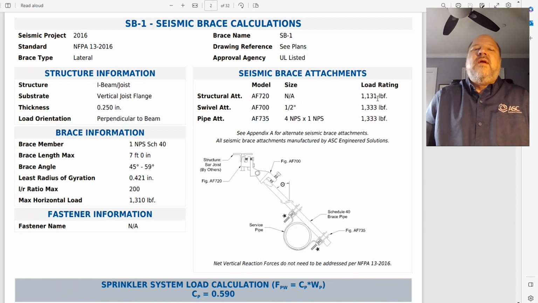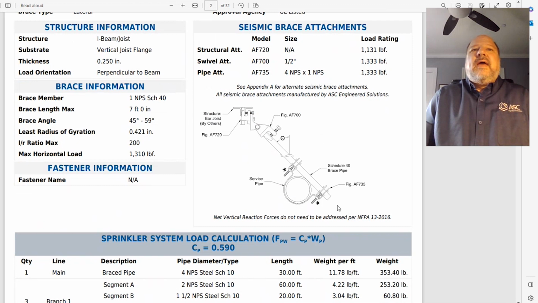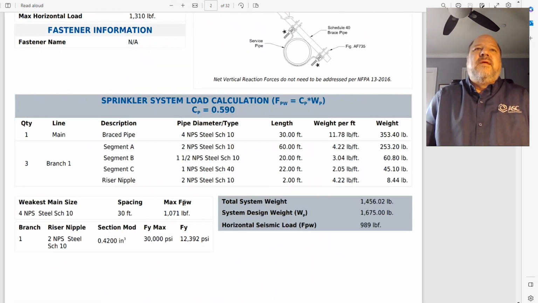And then this is a rated load, and that is the rated load which has been reduced based on the angle orientation of 45 through 59. So that does the division as required by NFPA. And also because of the load, it says vertical forces do not need to be addressed. There are some situations in NFPA when you have rather high seismic forces and very small angles relative to vertical that you have to address net vertical forces. We give you a clear note that you don't have to do it here.